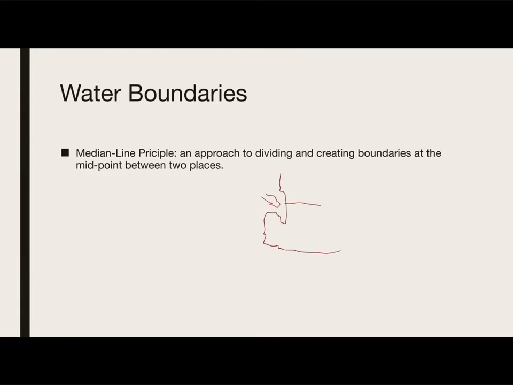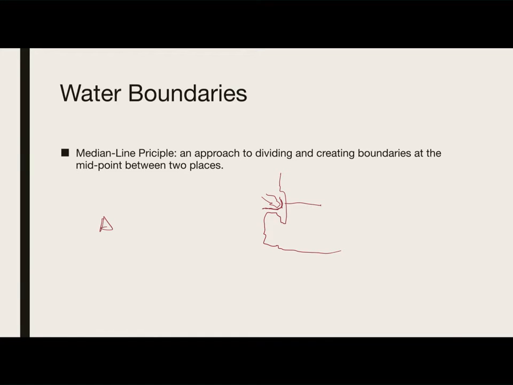Well, there are areas here that don't go past 12 miles, and you could have some issues here of boundaries. So what we basically do is take the median line principle and split the difference, and you draw the boundary line there when you have two countries that are very close to each other. That's what the median line principle is. So whenever you see the median line principle, it's usually over waterways where you have two nations very close.